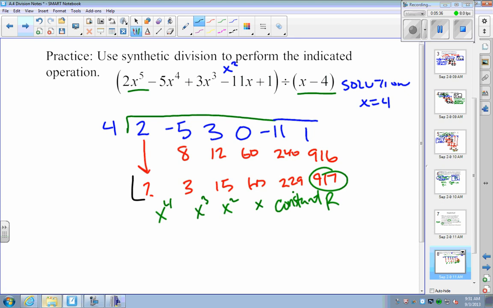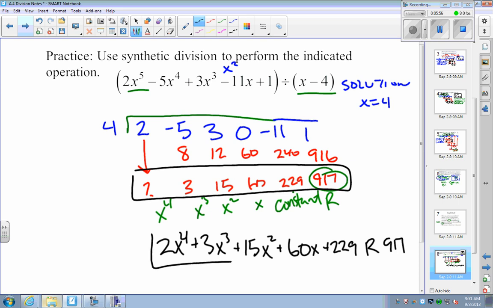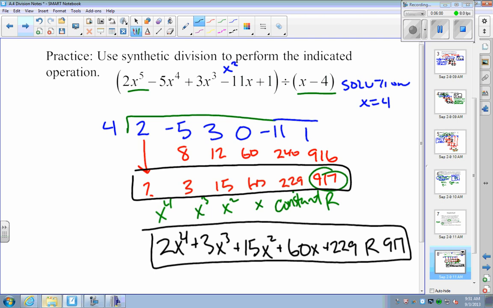The numbers in here tell you everything you need to know. So I have 2x to the fourth, 3x cubed, 15x squared, 60x plus 229 with a remainder of 917. Okay. Now, if you did long division, you would get the same thing right here.